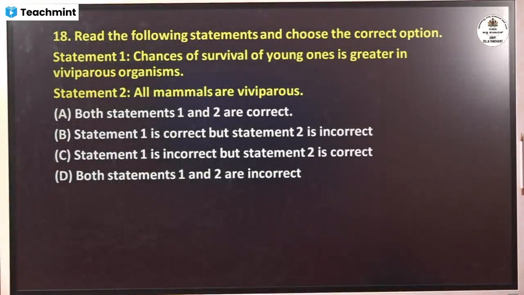Read the following statements and choose the correct option. Statement 1. Chances of survival of young ones is greater in viviparous organisms. Statement 2. All mammals are viviparous. The options are: A, both statements 1 and 2 are correct. B, statement 1 is correct, but statement 2 is incorrect. C, statement 1 is incorrect, but statement 2 is correct. And D, both statements 1 and 2 are incorrect.